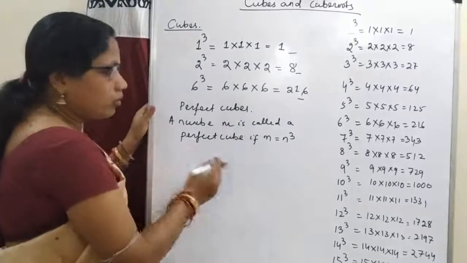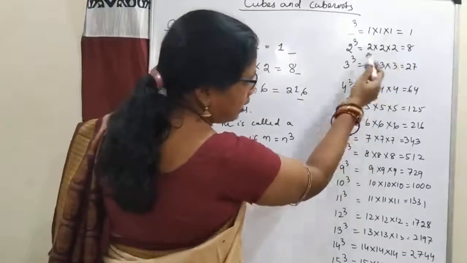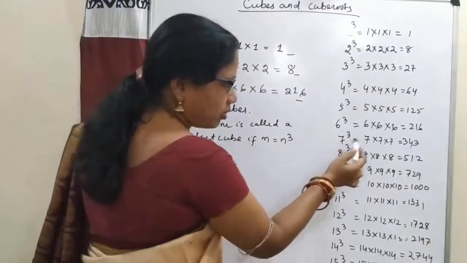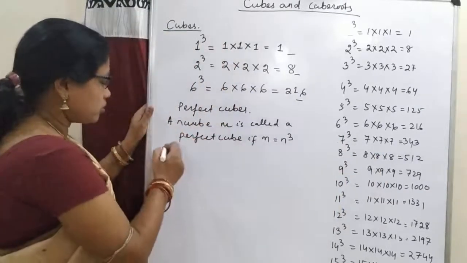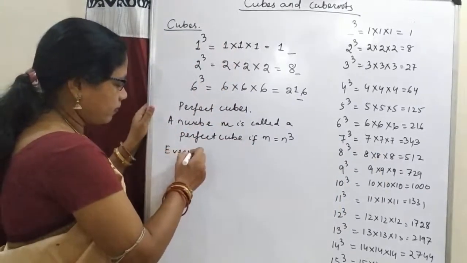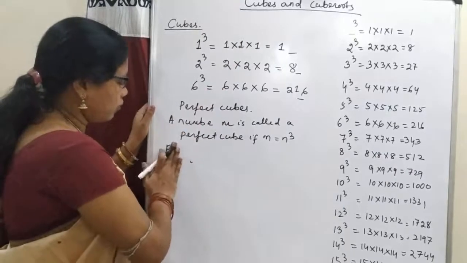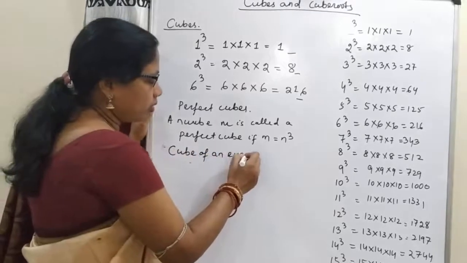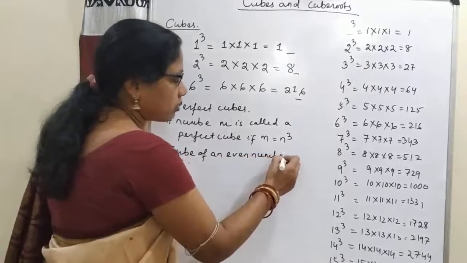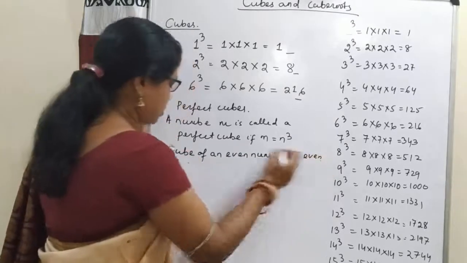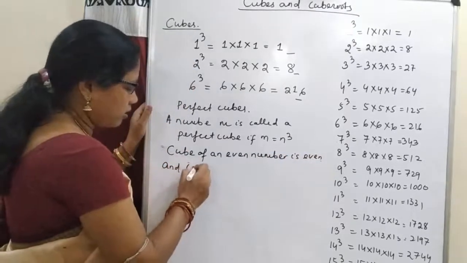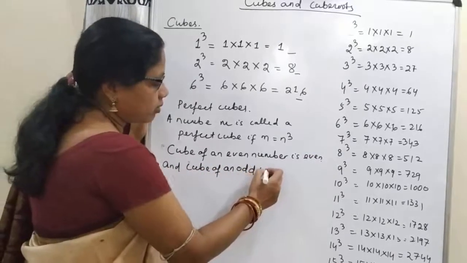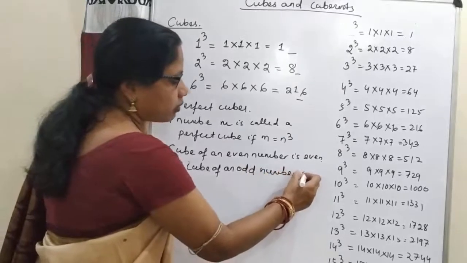Here you look at another feature: every even number has an even cube, and every odd number has an odd cube. So the cube of an even number is even, and the cube of an odd number is odd.